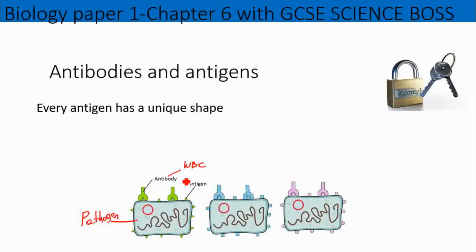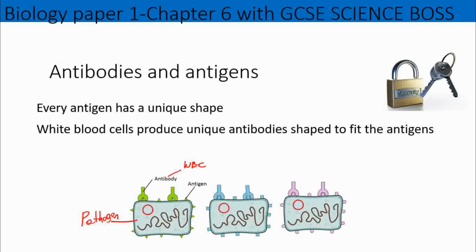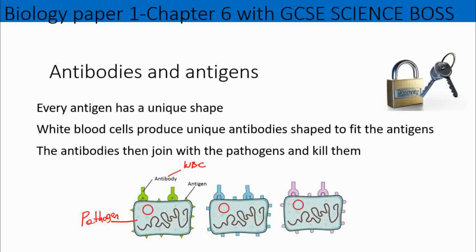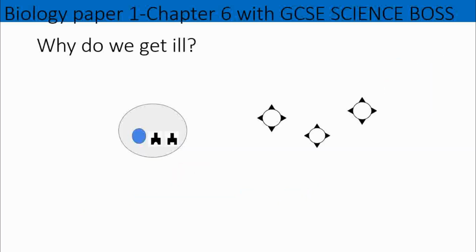Therefore, your antibodies are complementary to the antigen, and we would need different antibodies for different antigens. Every antigen has a unique shape. The white blood cells produce the antibodies whose shapes fit the antigen, and the antibodies then join to the pathogen and kill them. So as we said, unique shape and therefore unique antibodies. It's almost like a lock and key, as you are seeing there. Good. Let's move on.